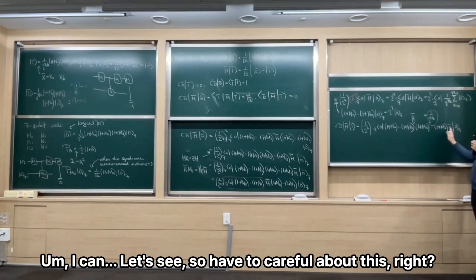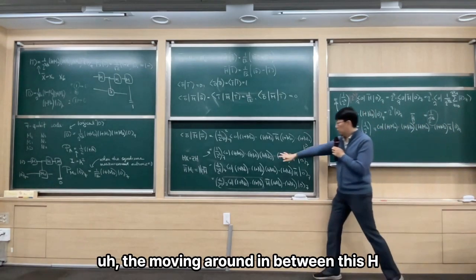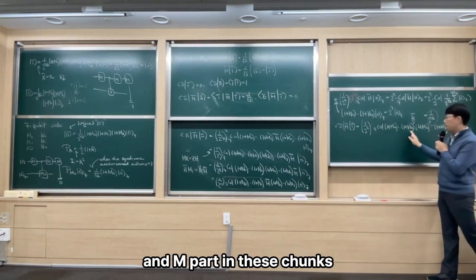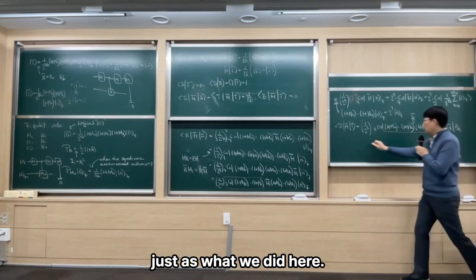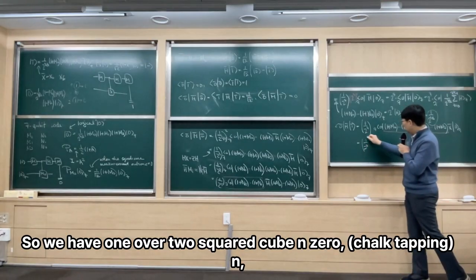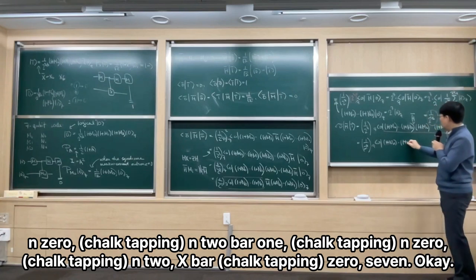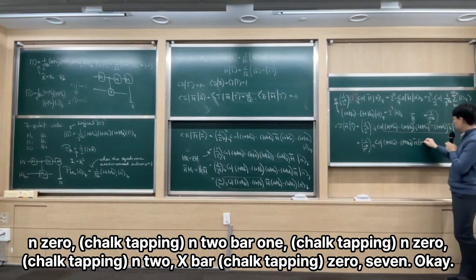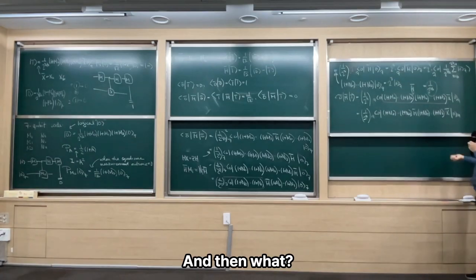Let's see. So you have to be careful about this, right? I can move around in between this h and m part in these chunks, just as we did here. So we have 1/2 square cube and 0 and n0 and n2, and 0, and 2 x bar, 0, 7. Okay.